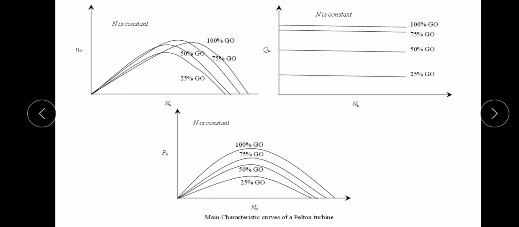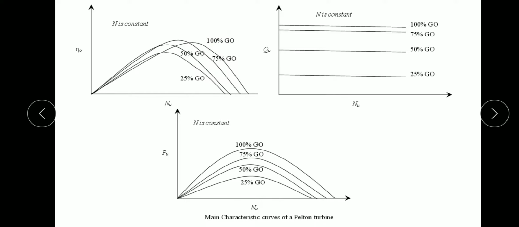Here they have written N is constant. That N is constant means speed is constant. Under constant speed, we have drawn the graph between Nu and eta naught. Nu is unit speed and eta naught is overall efficiency. Qu is unit discharge and Pu is unit power. So 25% gate opening, 50% gate opening, 75% gate opening, 100% gate opening.